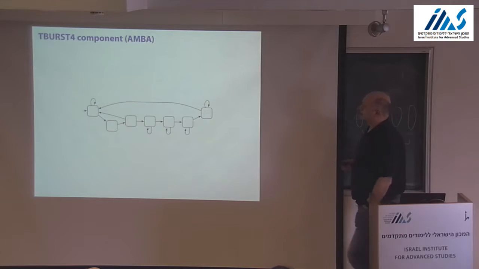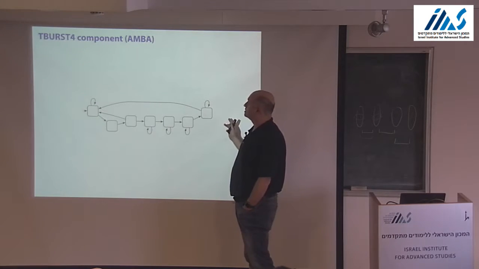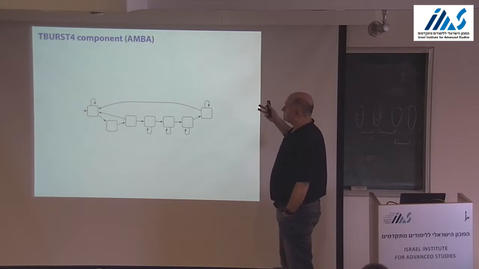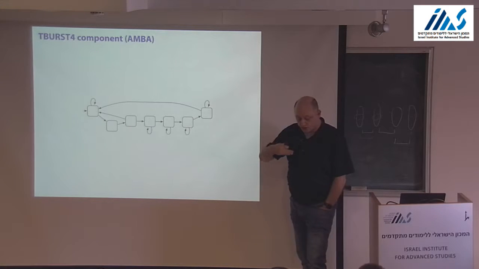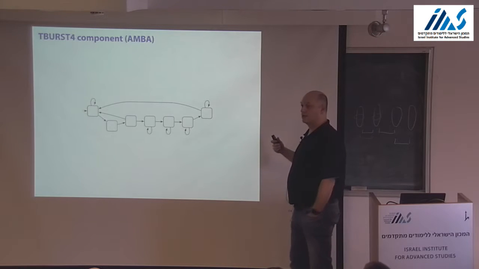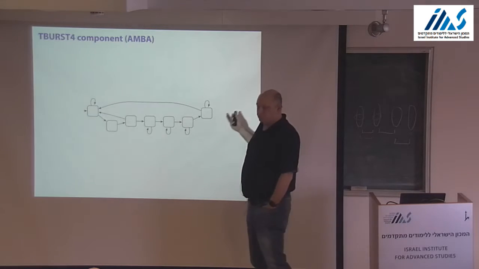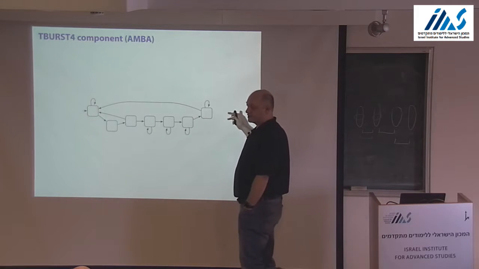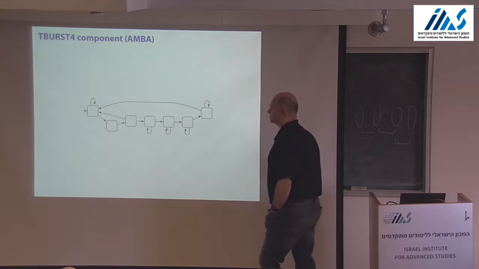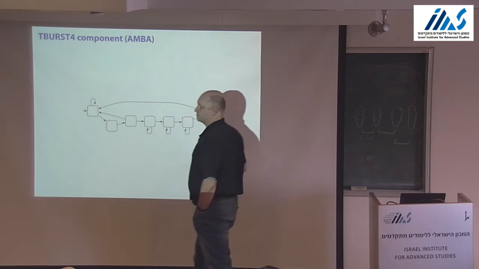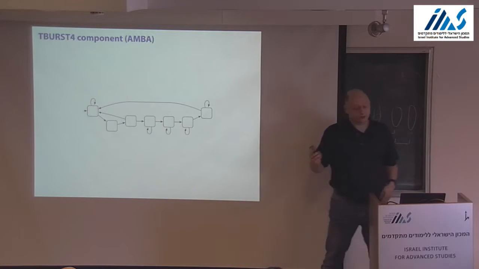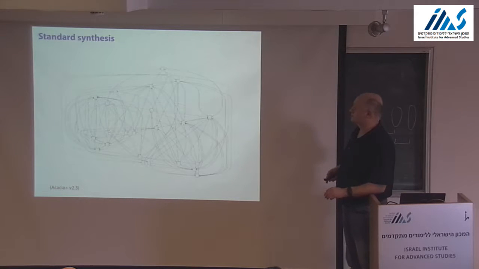So to give you one example, this is the T-Burst 4 component in AMBA, the AMBA bus controller. The role of this component is to deal with burst transmissions. So you reserve the bus for 4 consecutive transmissions, and correspondingly the controller has this very simple shape where you have these 4 states that count the transmissions, and there's a little bit of setup before that. So this is pretty straightforward. If you use a classic synthesis algorithm, the solution looks like this.